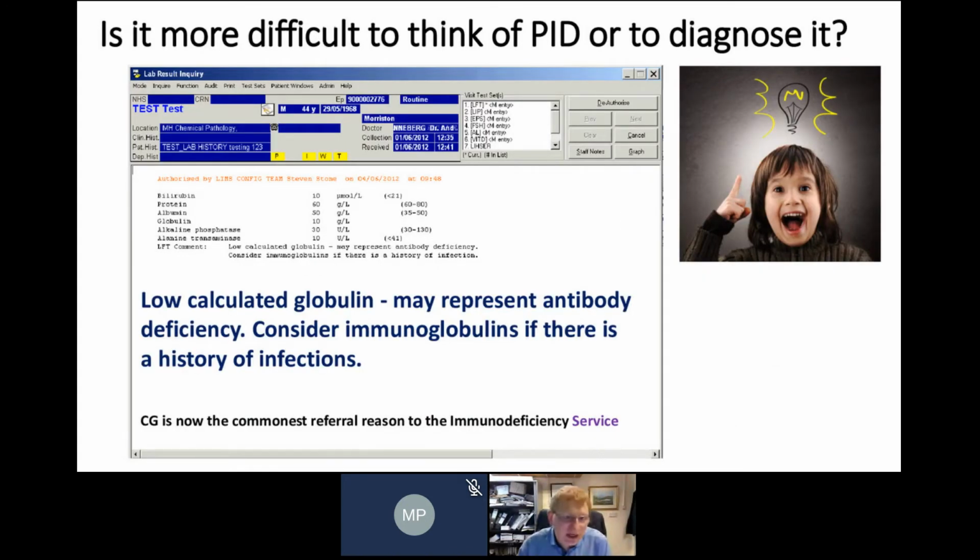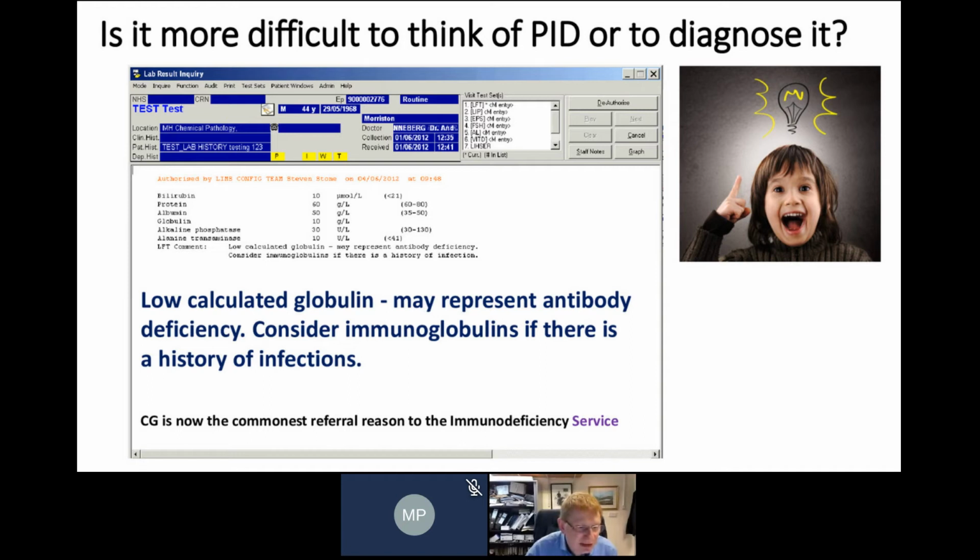So what we did was, because I do think it's a good question, whether it is more difficult to think of the diagnosis of PID or indeed to make the diagnosis when you've thought of it. It's a slightly philosophical point, but you've got to have the light bulb moment to start doing the digging to get to the bottom of it.